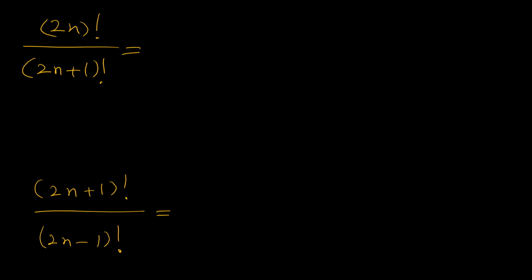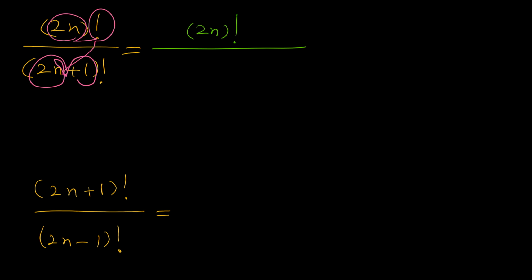Look at the next example. 2n factorial over 2n plus 1 factorial. Here we notice that the denominator is the bigger factorial, because the numerator is 2n, but the denominator is 2n plus 1 factorial, so it's 1 more. So here we are not going to open the numerator. We leave it as it is, 2n factorial. But in the denominator, we have 2n plus 1. So for example, this is like 20 factorial, but this is 21 factorial. You can think of it that way.